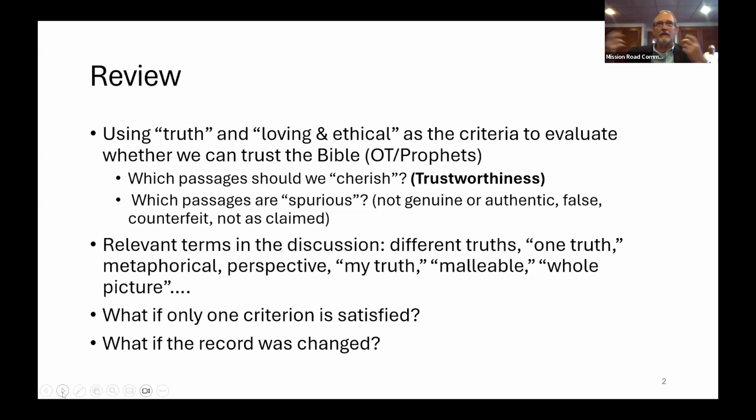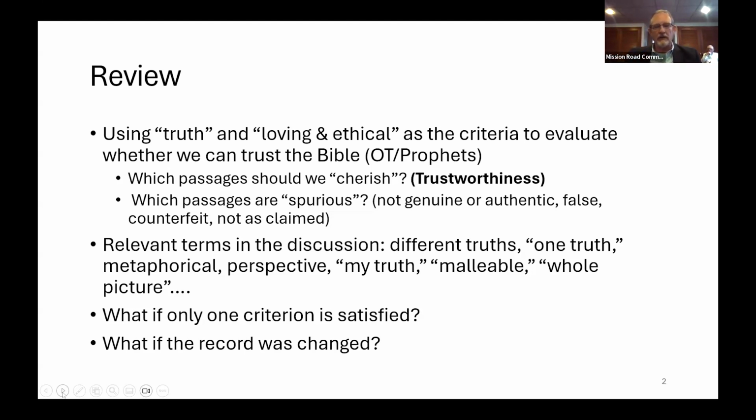Some of the relevant terms that I heard on Zoom last week, discussed when you were talking about what's truth and how we identify what's truth: I heard someone talk about different truths versus one truth, that there can only be one truth and everything else is false, or maybe there are shades of truth. I heard Jane use the word metaphorical, so that's taking a story and maybe not accepting it as literal truth, not historically true, but it gives us information that is of eternal truth in some way, something that is truthful for us.